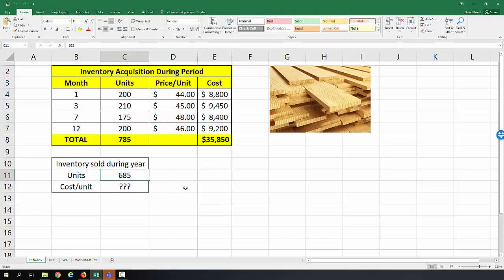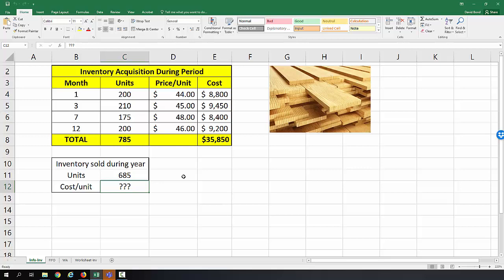So if the information you have is that during the year they sold 685 units, what isn't clear is what cost per unit should you assign? Should they use some sort of average? Should they use the first units in, first units out? Should it be some sort of other method? So without any guidance, it wouldn't be clear what you should do.